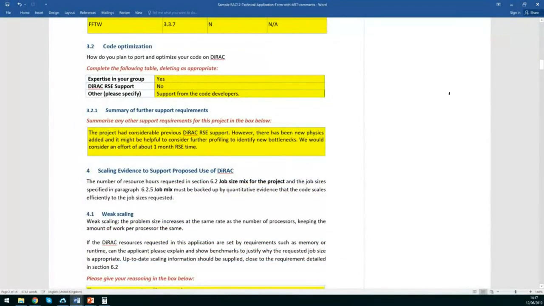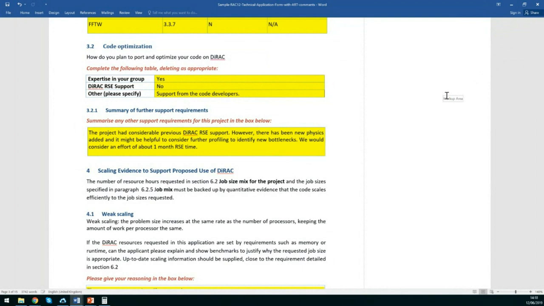The next bit is, we would like to know if you have local expertise. If you say no, then we would like to know how you would want to run this, how you would want to judge it. That doesn't mean you cannot say no. It's purely that we would then probably ask you also to apply for research software engineering support, unless you have strong support somewhere else.